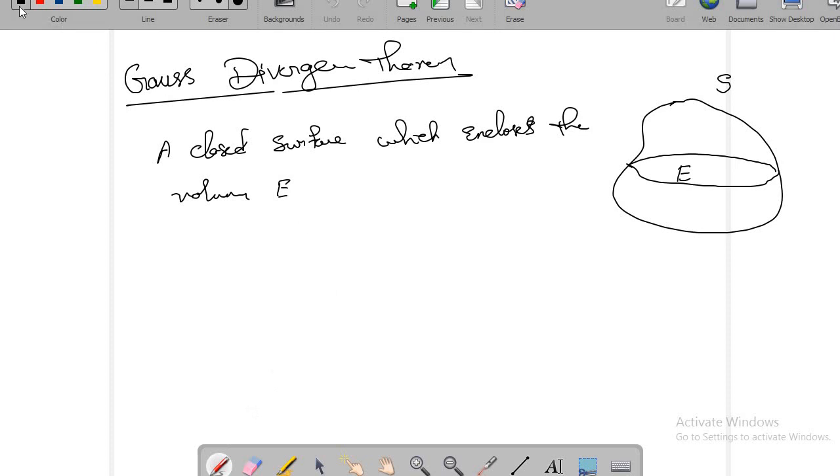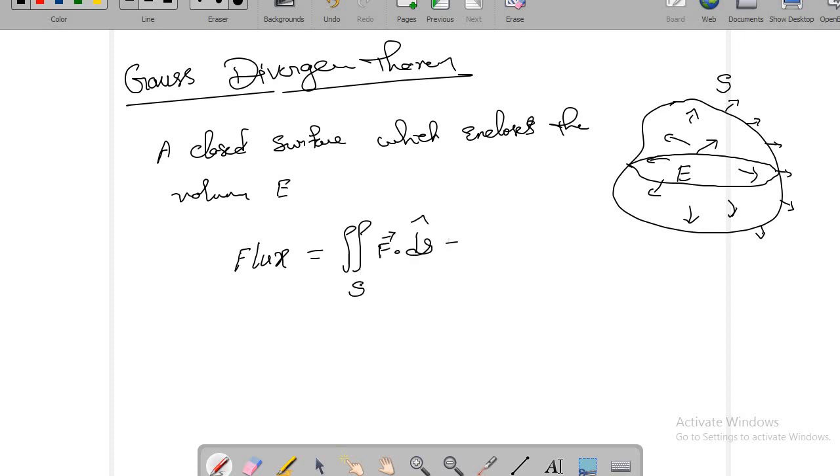Now when it comes to the divergence theorem, it says that flux across the surface will be equal to divergence inside the volume. So that's what it says. It means flux across the surface will be given by this integral of F bar dot dS, or people may write it as the integral along the surface of F bar dot n cap into dS. Okay, so this is the formula for flux.